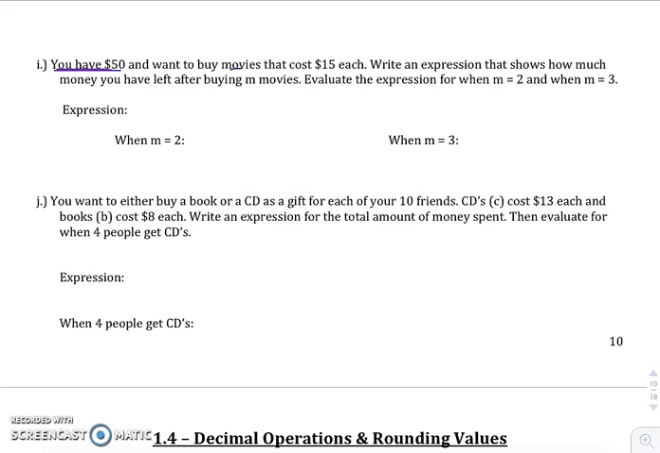So the important piece here is that it says you have $50, but each movie costs $15. So it wants us to use M for our variable. If we have $50, that's what we're starting with. The starting number is always that number by itself.